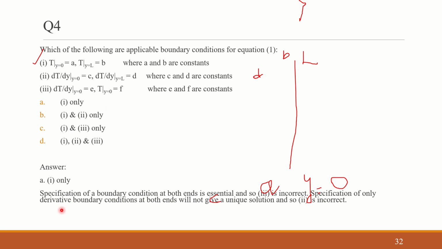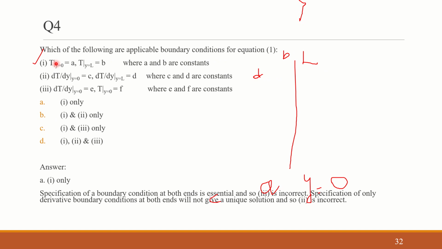Now we will see why. Specification of the boundary condition at both ends is essential. At both the ends we need to specify the boundary conditions. Therefore option 3 is incorrect. Specification of only derivative boundary conditions at both ends will not give a unique solution. These both are derivative boundary conditions. At both the ends, if we are using derivatives, it won't give us a unique solution. So option 2 is incorrect as well. So the answer is option A, which is 1 only.